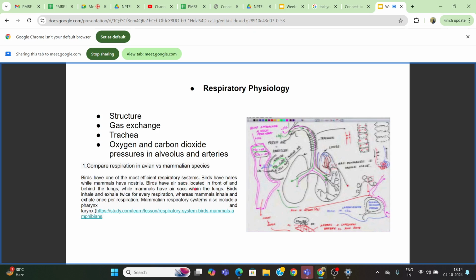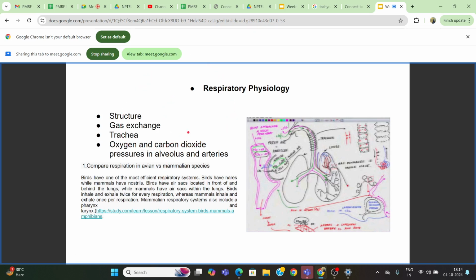So birds have air sacs located in front of and behind the lungs, while mammals have air sacs within the lungs. We know our alveoli are inside the lungs, but in birds, if you are looking, they are in front of and behind the lungs, not inside. Birds inhale and exhale twice for every respiration, whereas mammals inhale and exhale once only. Mammalian respiratory systems also include a pharynx and a larynx, right? The pharynx is the opening to the esophagus and the larynx is the opening to the trachea.